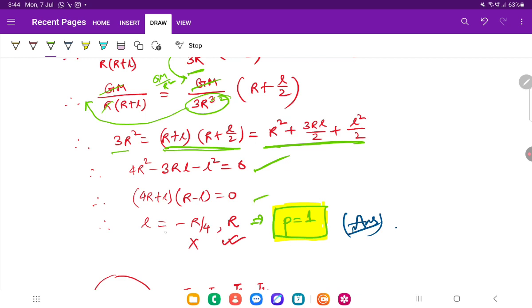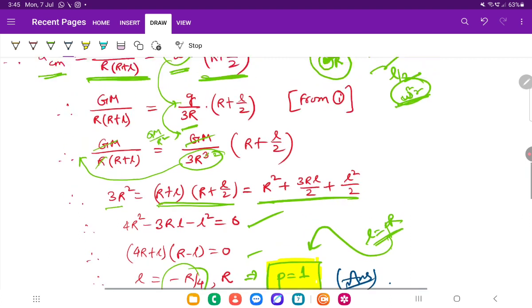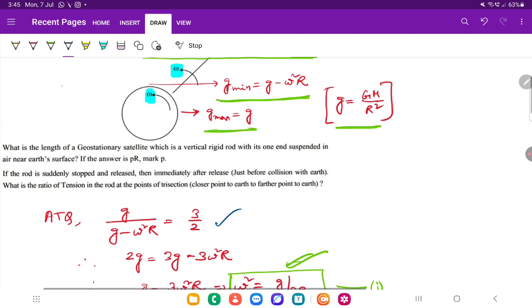After factorizing, you will get two roots. Definitely one is not possible because length cannot be negative, so L is r, and we are told that L was p times r, and we have to report the value of p, so p is 1. So the answer of the first part should be 1. Let me write it here. Yeah, p is equal to 1. This is one answer.